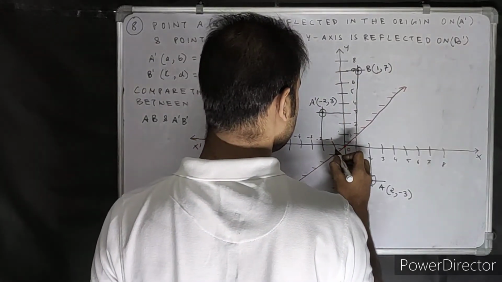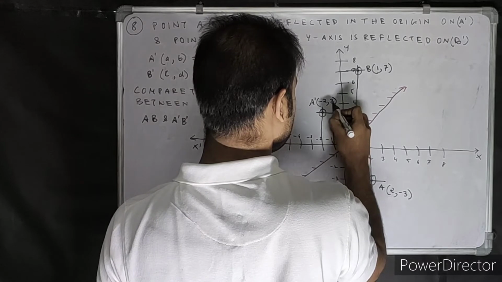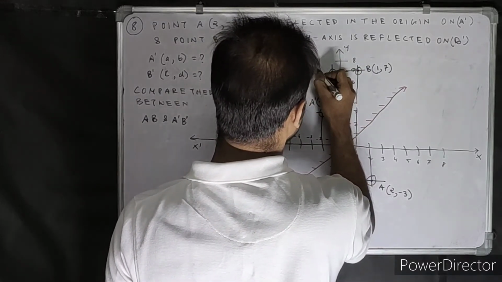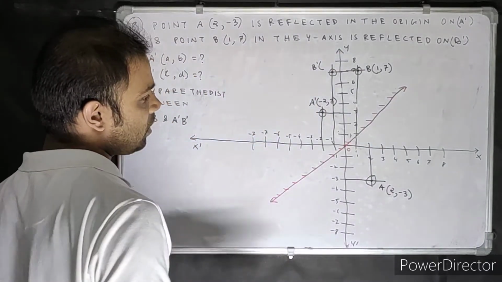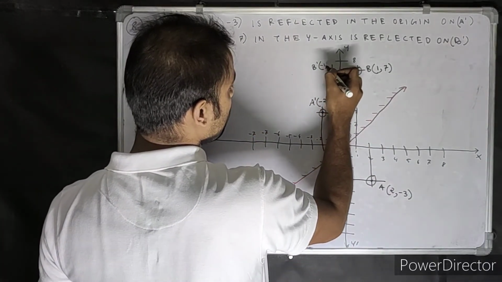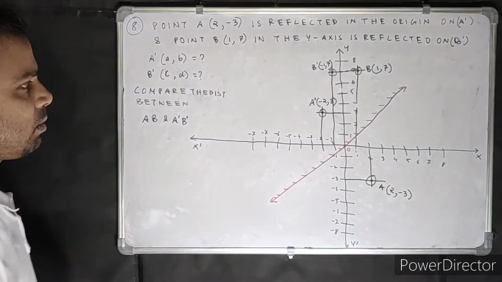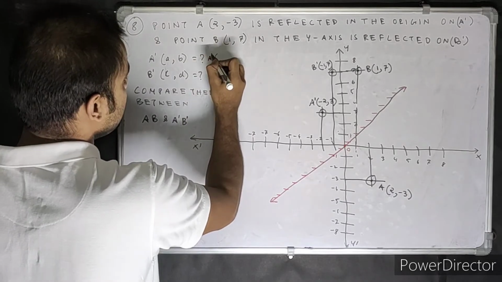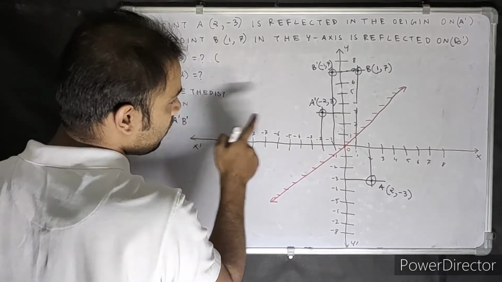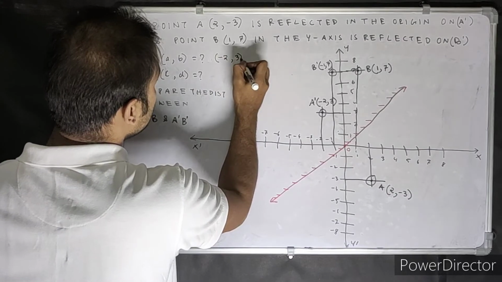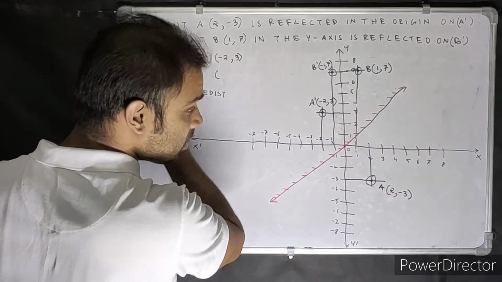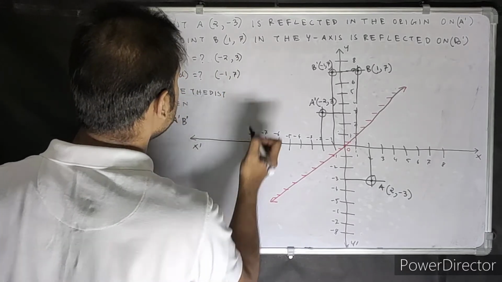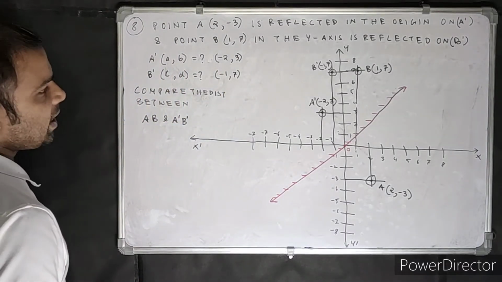So from here you will go, notice it comes here. So what is this point? It is B dash, that is minus 1 comma 7. Positive direction is that. So A dash is minus 2 comma 3 and B dash is minus 1 comma 7. Now we have to find the distance AB.